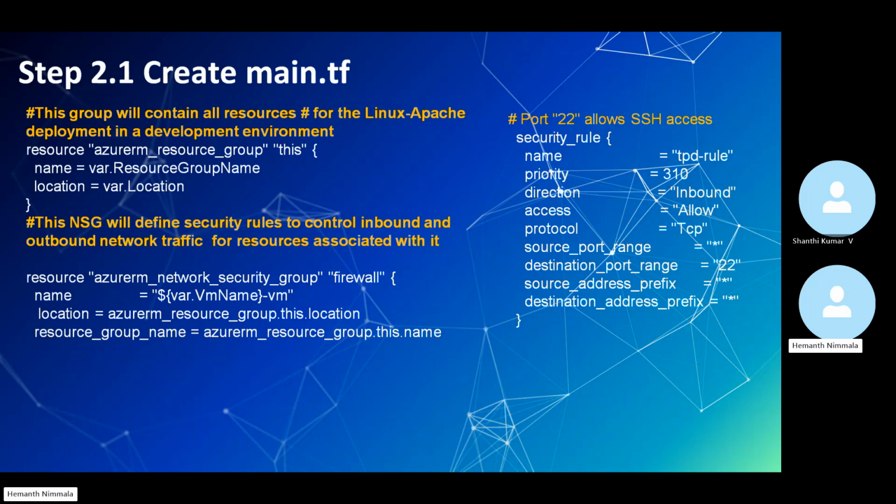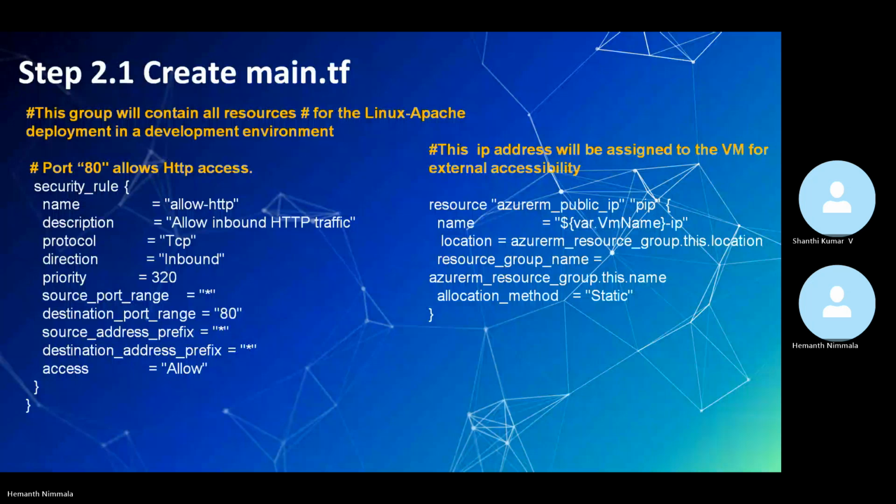So we have a resource group on the top. Then we have network security group, which grants access to two ports. One is for SSH, while other is for HTTP. This 80 is for HTTP. And on the other side, we have one resource asking us to generate a static IP address for this VM.